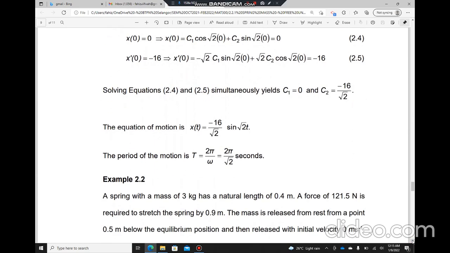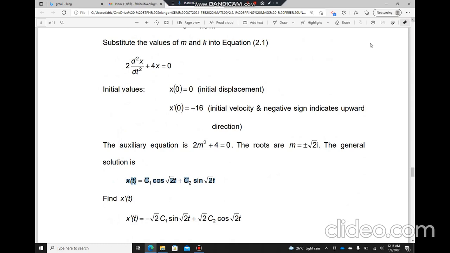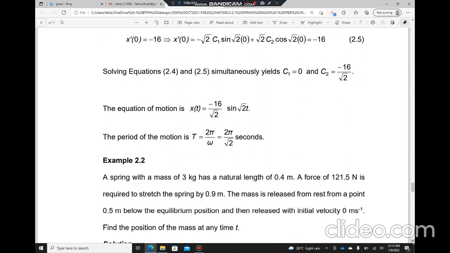Okay, then satu lagi soalan dia nak period. The period of the motion is T equals to 2 pi over W. So equals to 2 pi over square root 2. Okay, dari mana kita dapat square root 2? Yang ni daripada this one. Bila kita solvekan kat sini, W tu adalah nilai square root K over M. Okay, so this one kita dah solve lah untuk 2.1.